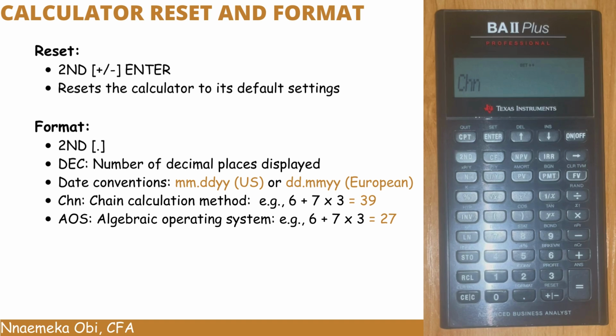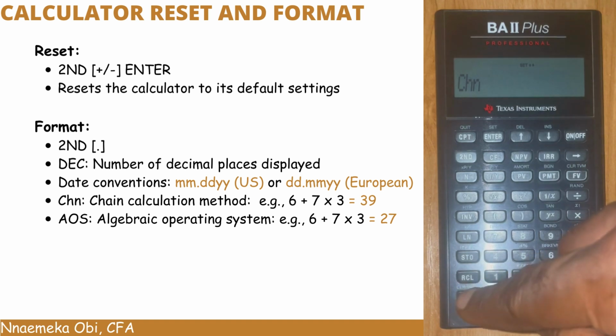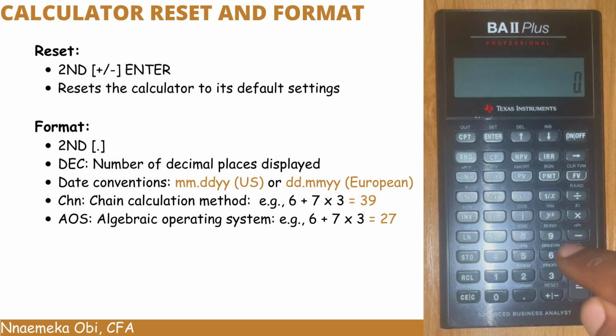We are going to calculate this example leaving the calculator in chain mode. So we'll press CE/C. So we'll press 6, we'll press plus, we'll press 7, okay? Then we'll press times 3, okay? So if we press this, we are going to have the value of this to be 39. So if you notice in chain mode, the calculator will solve the problem in the order that you enter them.